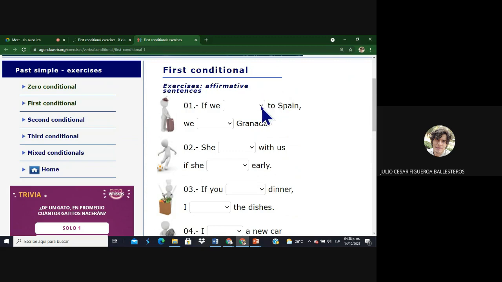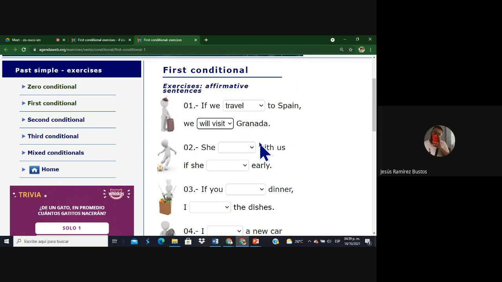Ready? All right, Jesus, you will be the first one. Come on. If we travel to Spain, we will visit Granada. I have a question for you, Jesus. If you travel to France, what city will you visit?